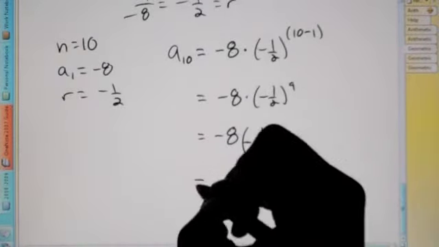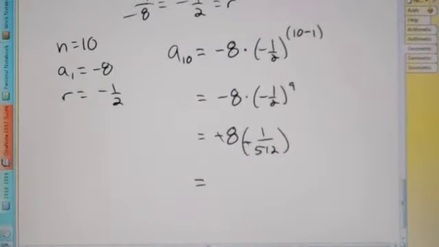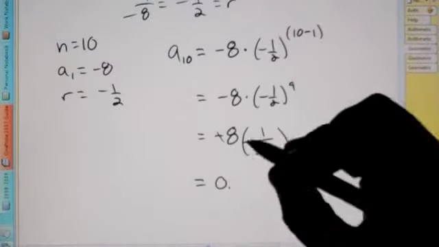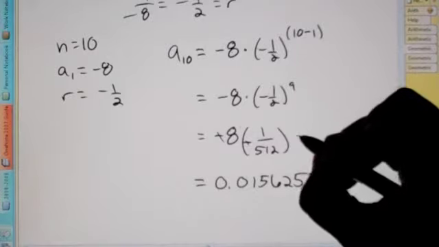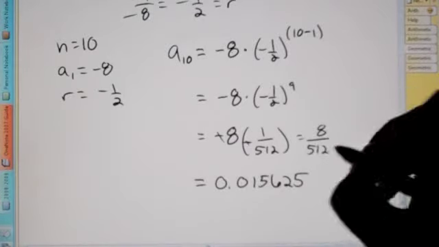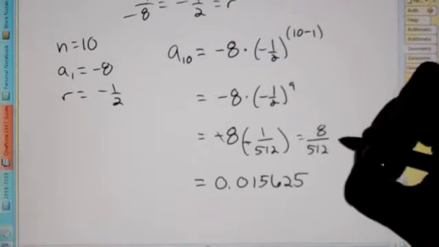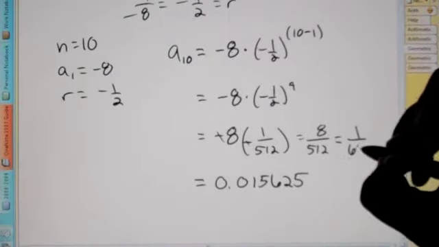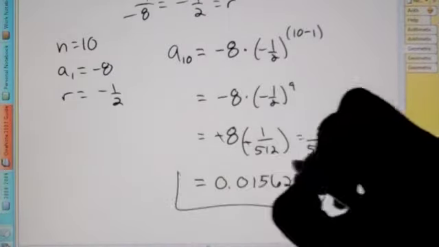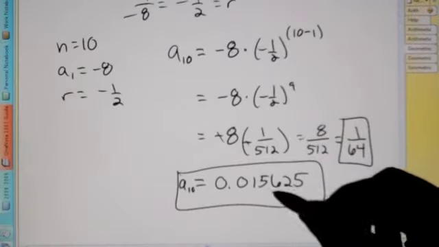So -8 over a negative, so first of all, those cancel out. 8 divided by 512 is equal to 0.015625. Okay? Because again, this is 8 over 512. Alright. And actually, you could just reduce this. If you want to leave it in fraction form, you can divide both of these by 8. So you get 1 over 64. But I'll accept either answer. So this is what a sub 10 is equal to. Okay? So again, you can reduce, or you can put in decimal terms.